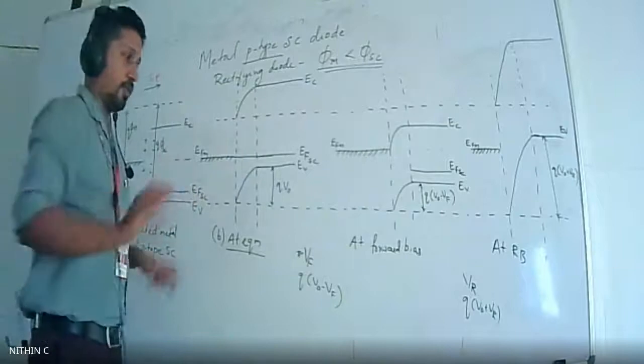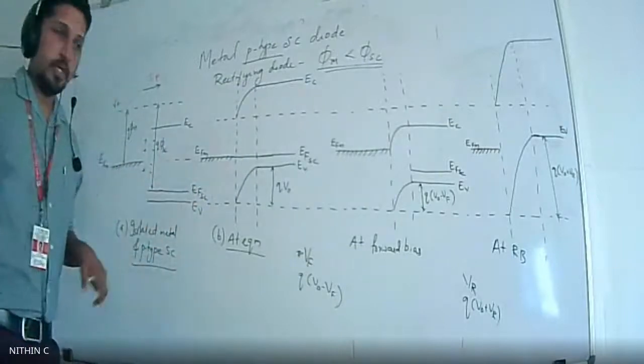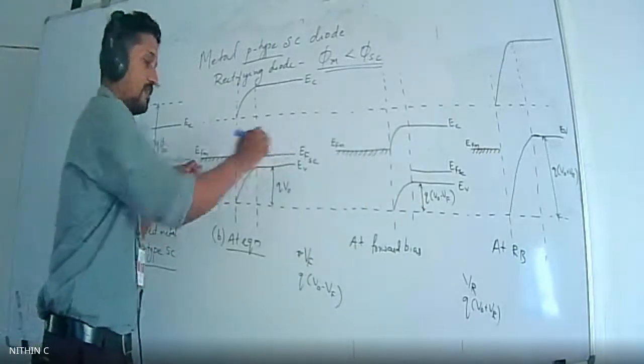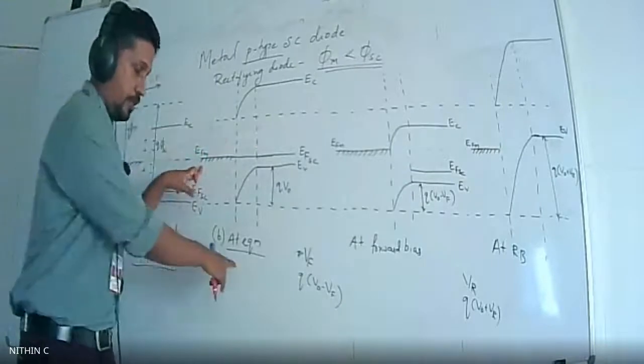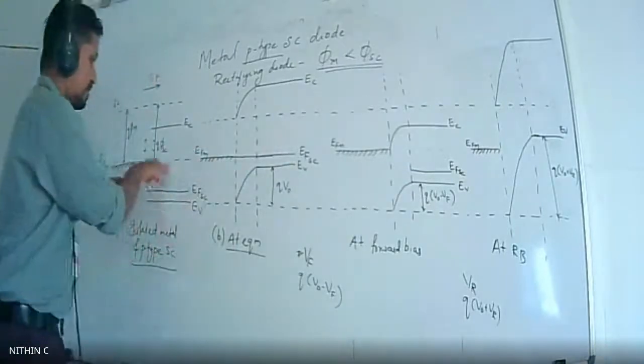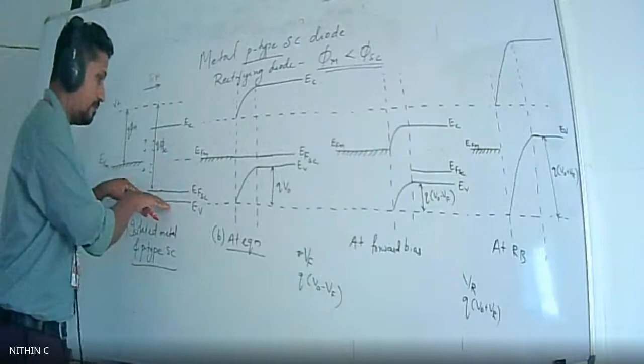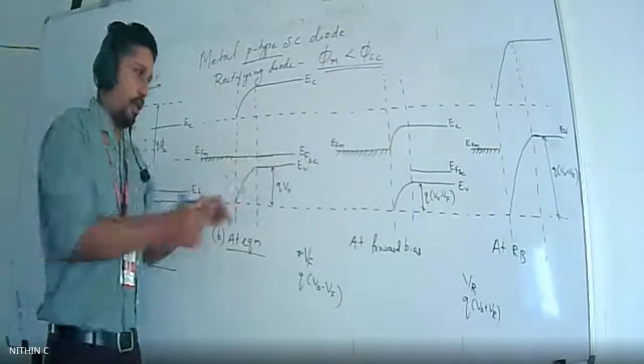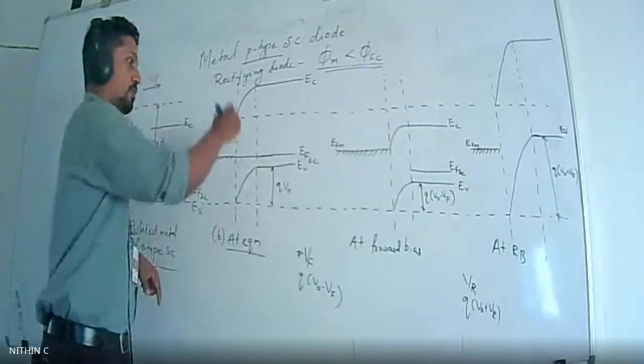So we have marked that also. Clear? How is this drawn? Initially EFM and EFS will be on the same line at equilibrium. So we have marked that. If EFS shifts this way, that means EV will also shift. And this difference will be QV0.